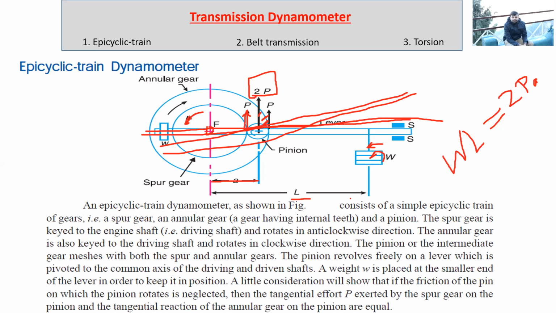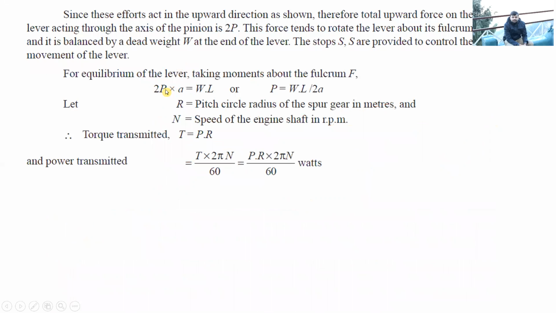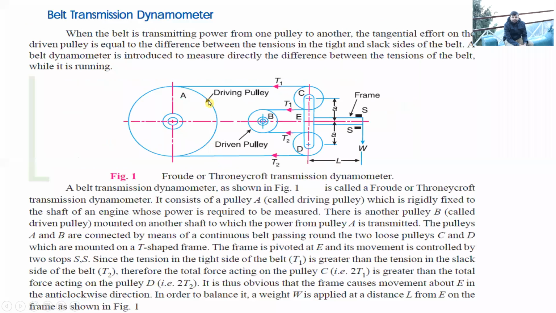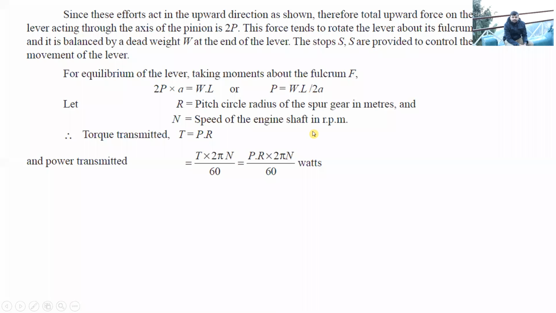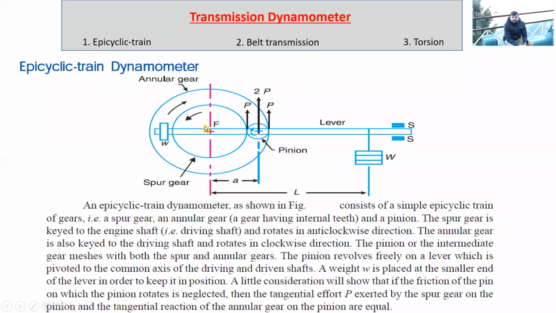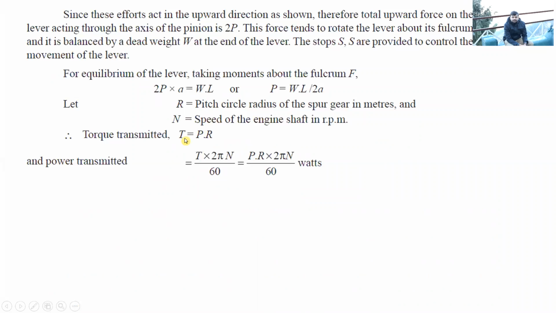Now how will we calculate the torque? That torque calculation is also very easy. For equilibrium, as I told you, 2P multiplied by a is equal to W into L. So we will get P equals W into L upon 2a. Now, R is the pitch circle radius of the spur gear, and N is the speed of the engine shaft in RPM. We also know that torque equals this load P multiplied by this pitch circle radius. So that would be the amount of torque.